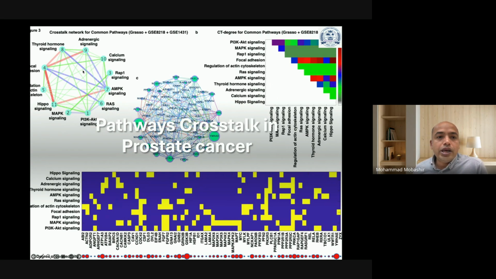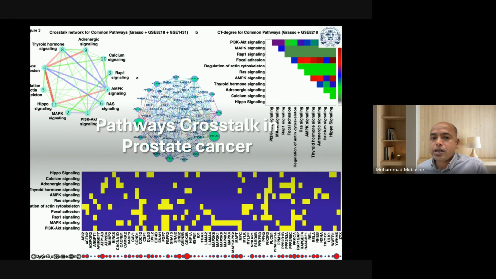This is all the 11 pathways, the top pathways are here, and then their crosstalk between the pathways. Figure B is basically representing the same thing, but in another way of presentation. Figure C is representing the same thing, but here all the genes, all the proteins are present. Bigger node size means they are highly important in this particular case.